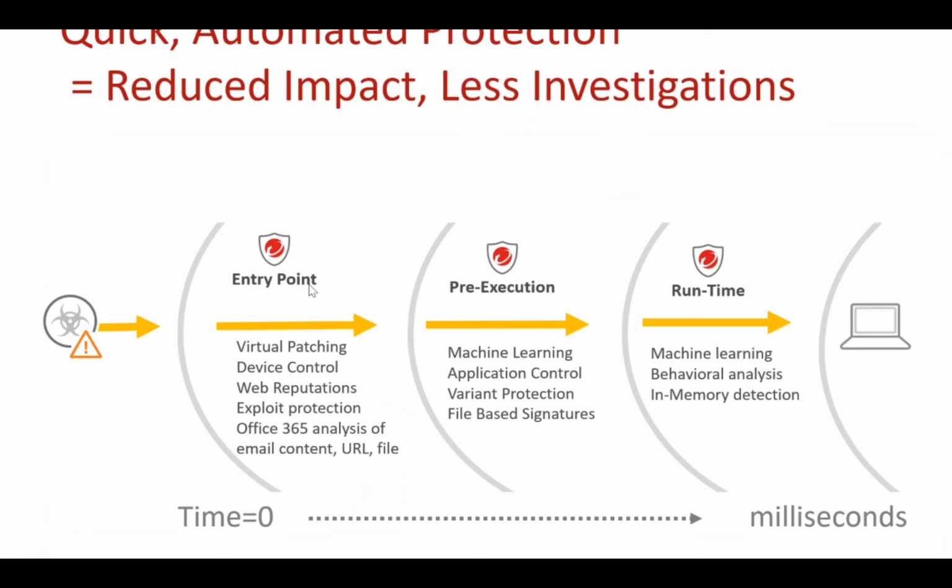Apex One, we are following in Trend Micro, we are always following a systematic way of protecting against threats. At the entry point, we have virtual patching, device control, web reputation, exploit protection, Office 365 analysis of email content, and then URL and file analysis. All these things will be happening at the entry point, and at the pre-execution stage we have a set of detection technology, a set of prevention technology, and during runtime we have a set of prevention technologies.